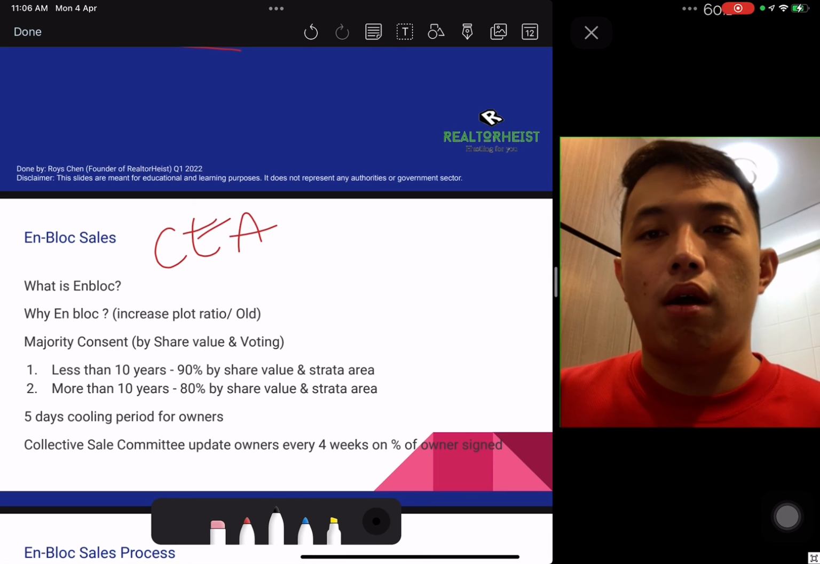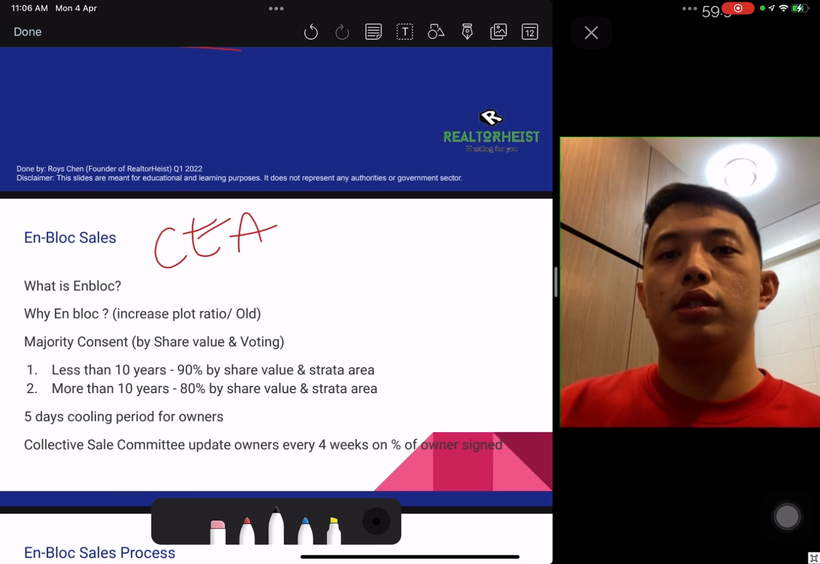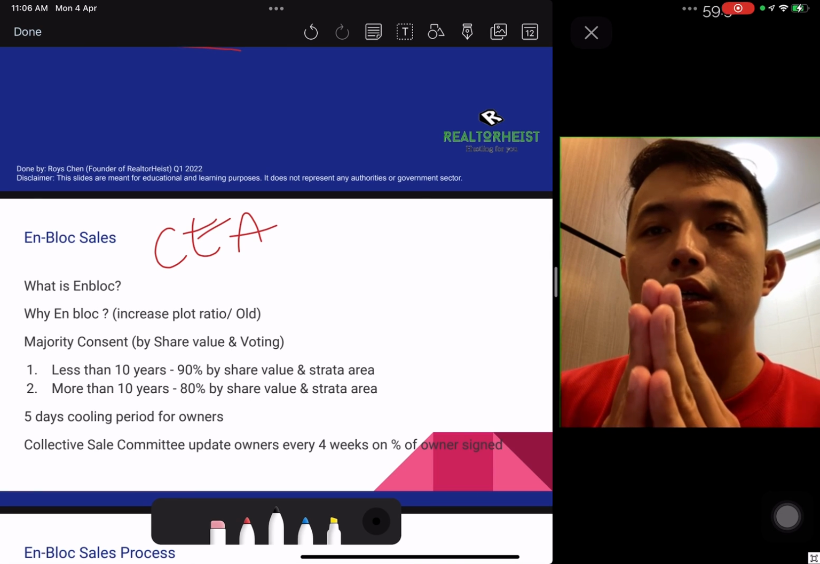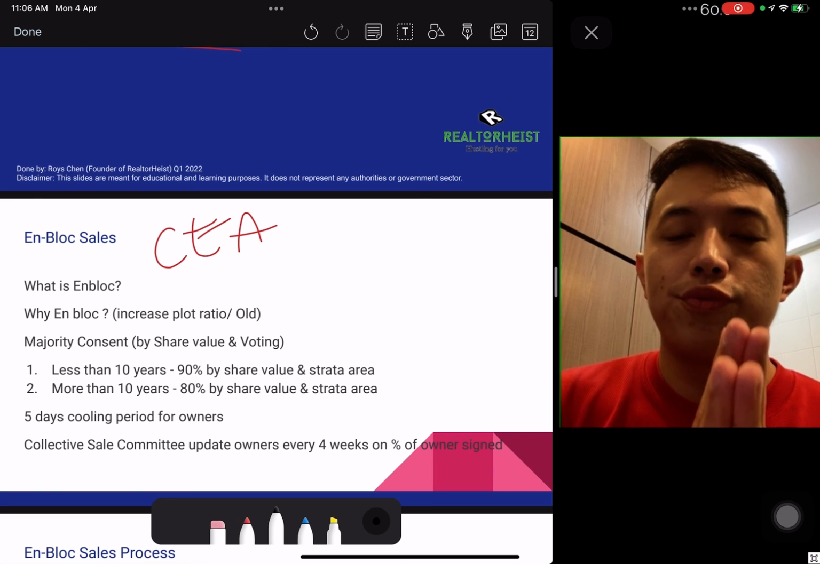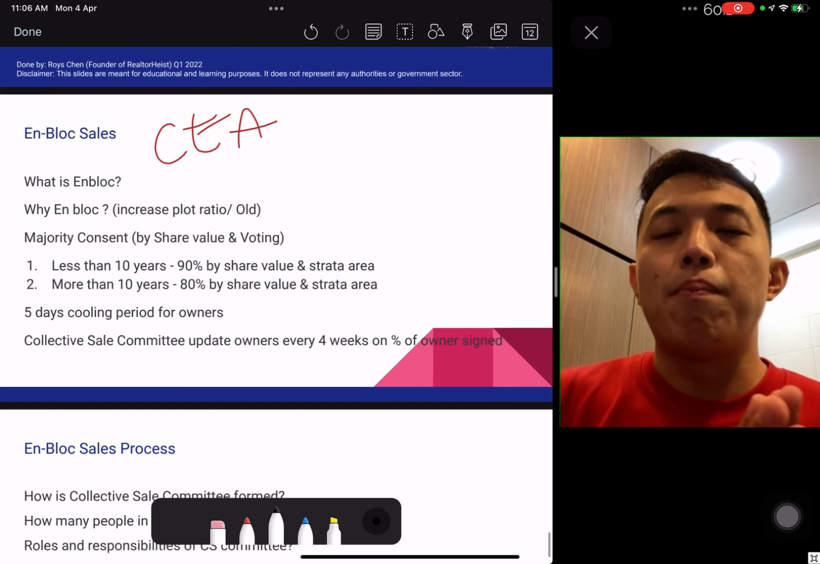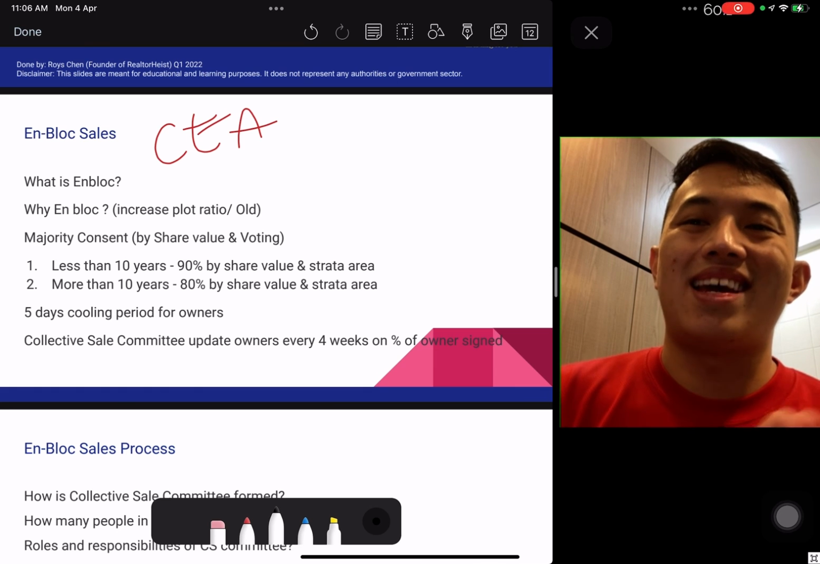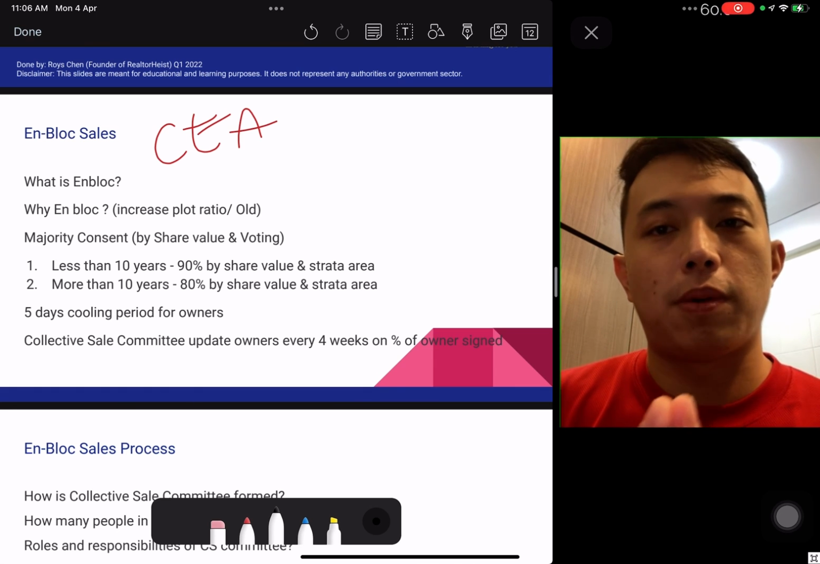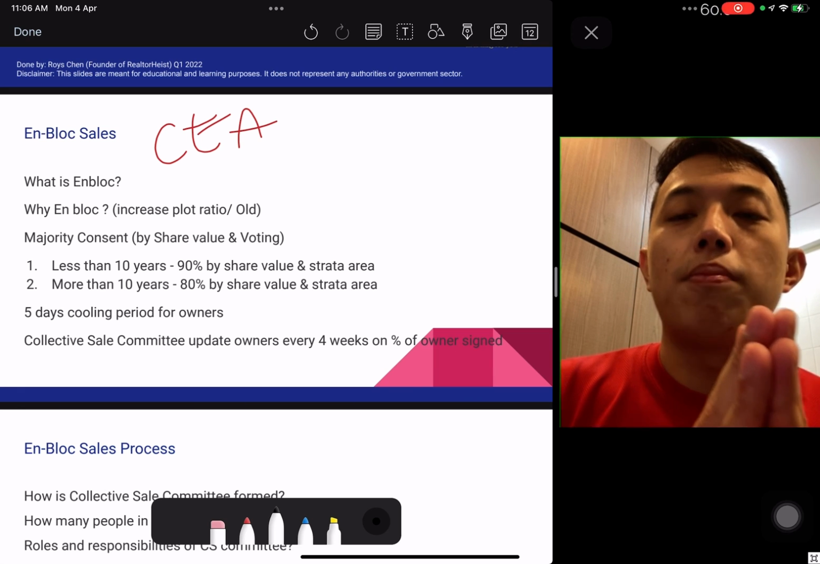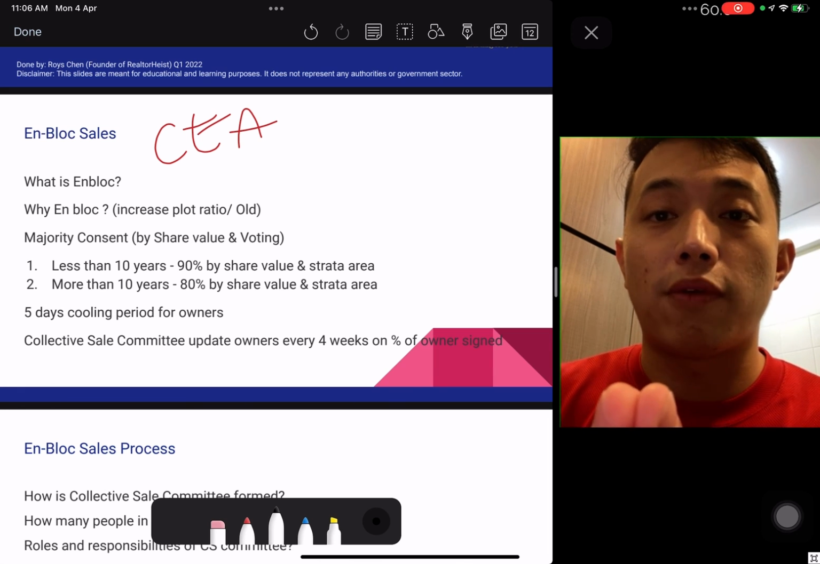For en bloc, guys, I will not go through this. There is a collective sale en bloc of property that you should go through. You can read it yourself. So what is an en bloc? What is a collective sale? Why is there an en bloc? To increase the plot ratio, or is it the property to own? How is this en bloc going to be formed? How is this collective sales committee going to be formed?